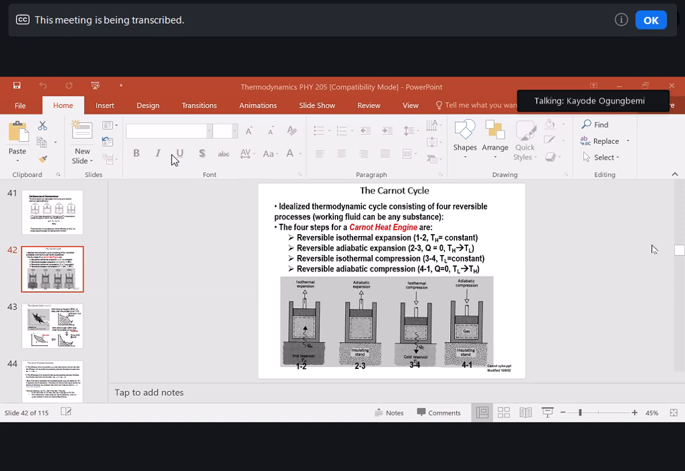But the temperature now is high. The temperature does not change. Maybe if it is 15,000 degrees Kelvin, it remains 15,000. It does not change. But because you have increased the temperature, what you have done is that you have energized the molecules of the fluid within the compartment.